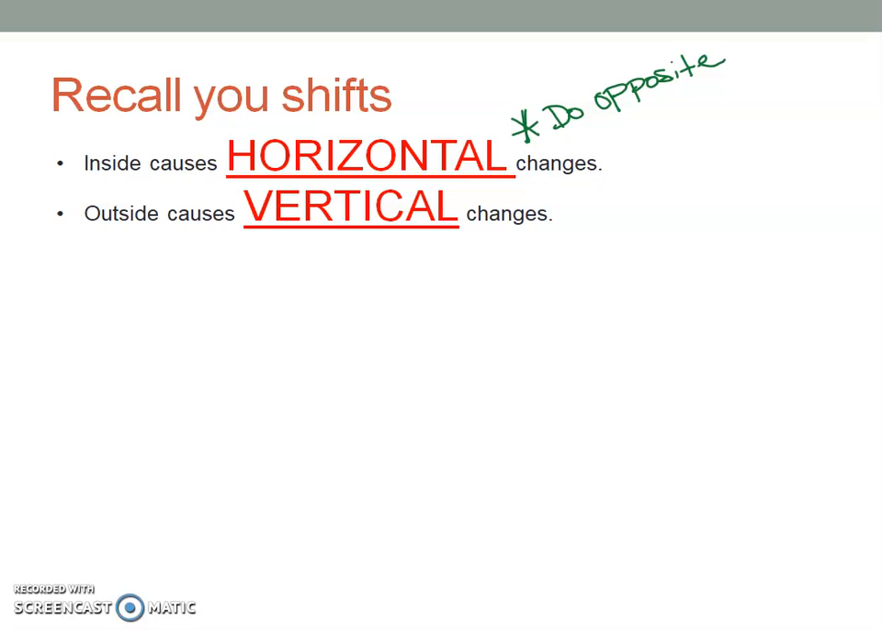And then also add on here, I probably should have done this. Remember that your negatives cause flips. They're going to make things flip. Same rule applies for negatives though. If the negative's on the inside, it flips horizontally. If the negative's on the outside, it flips vertically.